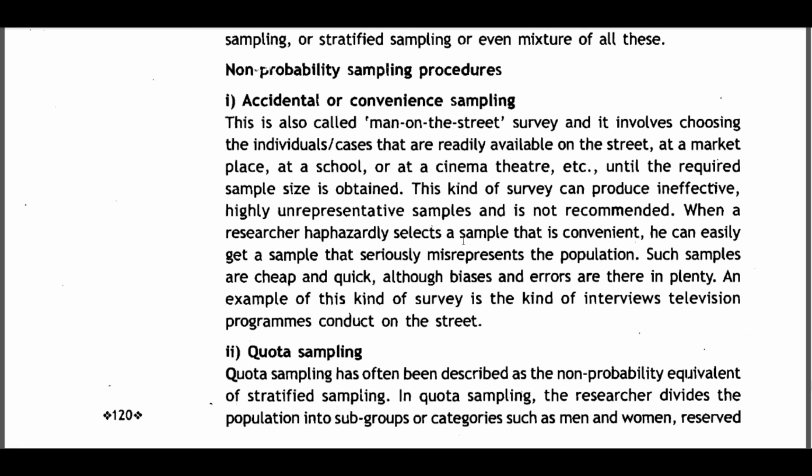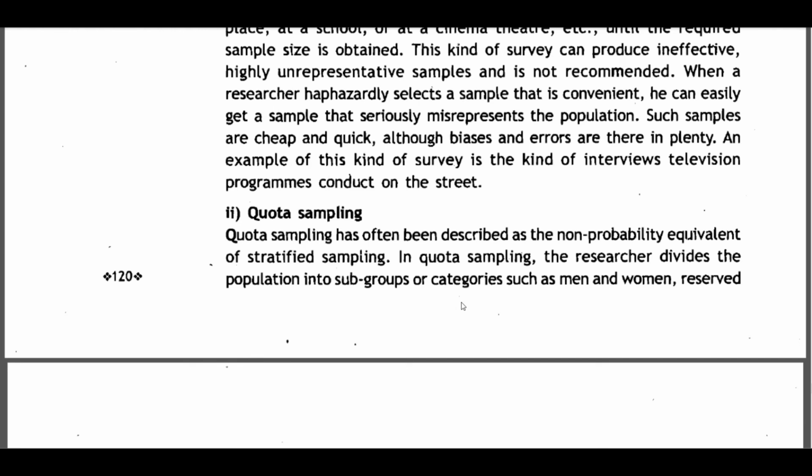When a researcher haphazardly selects a sample that is convenient, he can easily get a sample that seriously misrepresents the population. Such samples are cheap and quick, although bias and errors are there in plenty. An example of this kind of survey is the kind of interviews television programs conduct on the street.